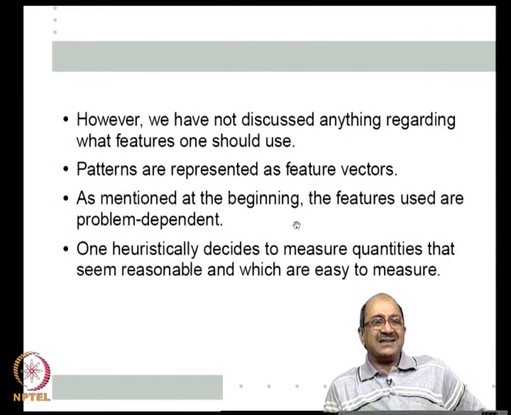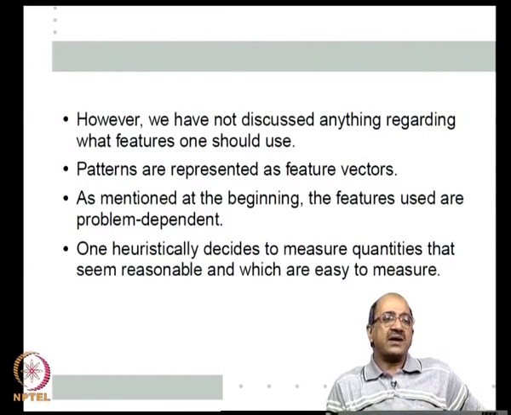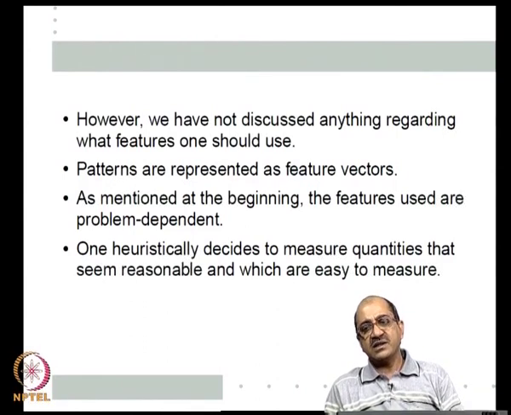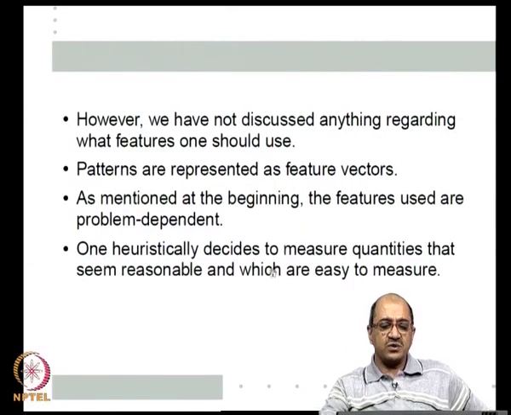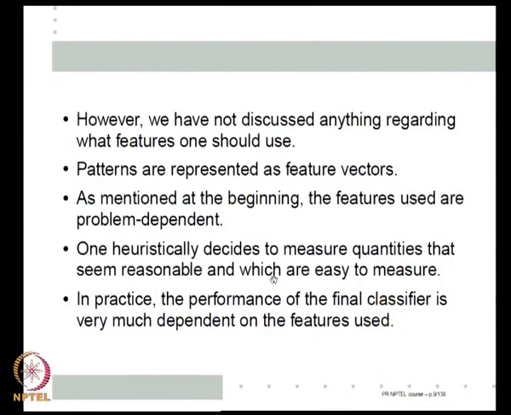Okay. Essentially, one heuristically decides on what kind of quantities are relevant for the classification decision, and also what kind of quantities are easy to measure and calculate, and that is how one comes up with a decision on what features to use. Of course, in practice the final classifier would very much be dependent on the features used. So, even the so called Bayes optimal classifier is optimal only in the sense that, given that particular feature vector and the corresponding underlying class conditional densities, no other classification rule can do better. That is all it means. It does not mean that on that problem we can't do better. Obviously, if I change the features, I may be able to do better.